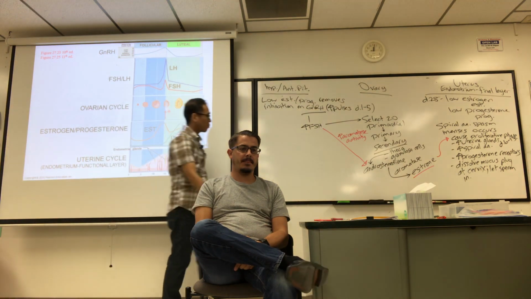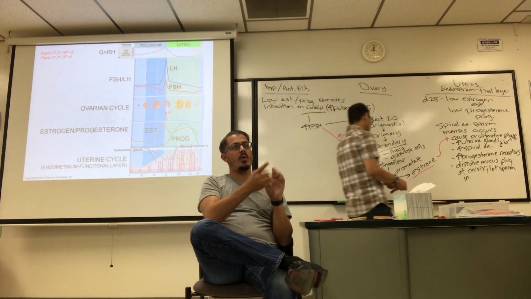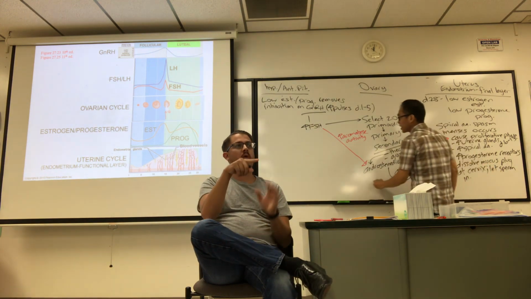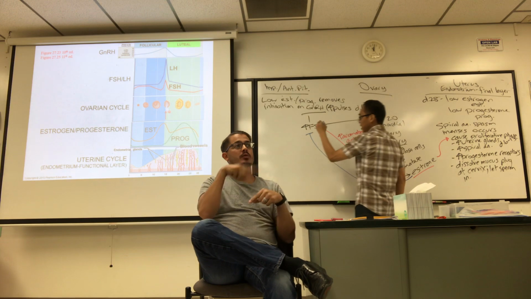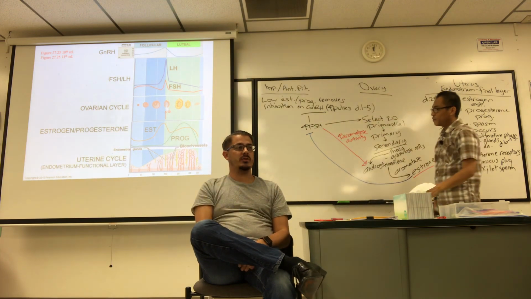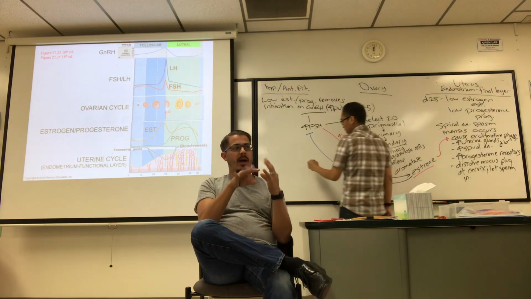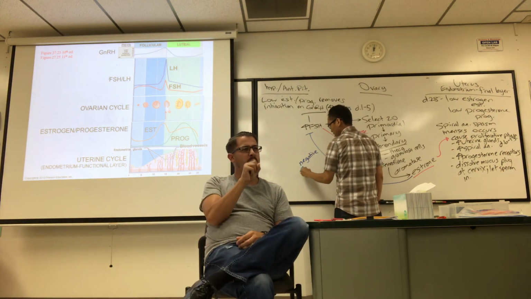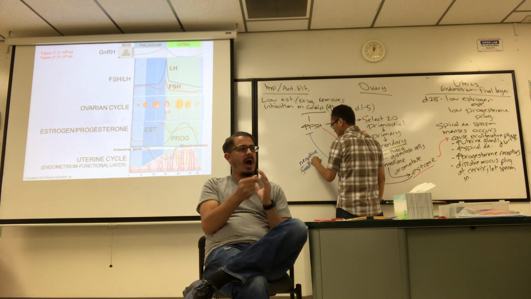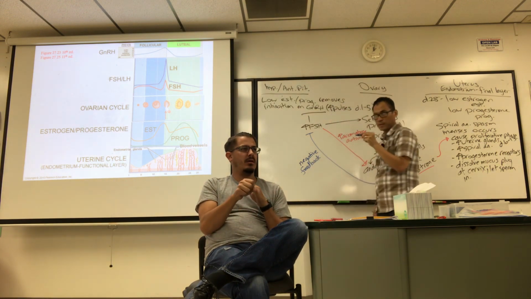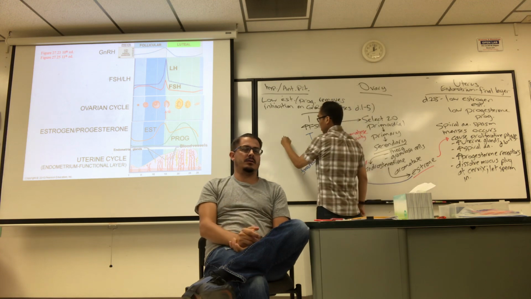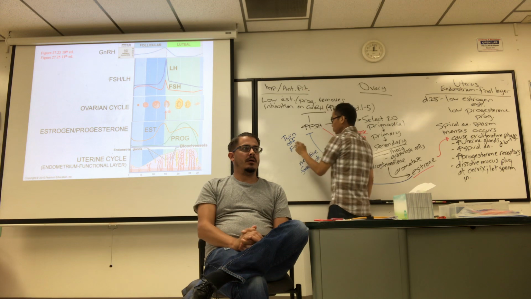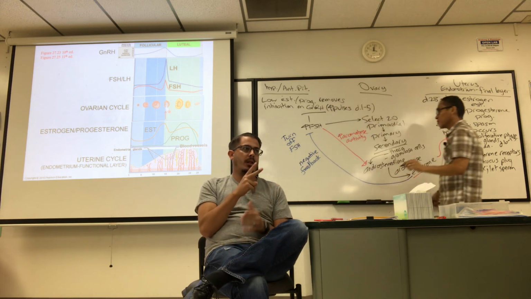Now before I erase the board, there is one important negative feedback I want you to know. So I'm going to use blue for negative feedback. So estrone negatively feeds back on FSH. So there's a few feedbacks here. This one's a negative feedback. Negative feedback, if you'll recall, turns off the original stimulus. So we're turning off FSH. The rise in estrogen here turns off the FSH.